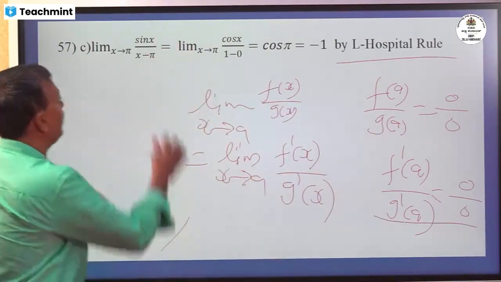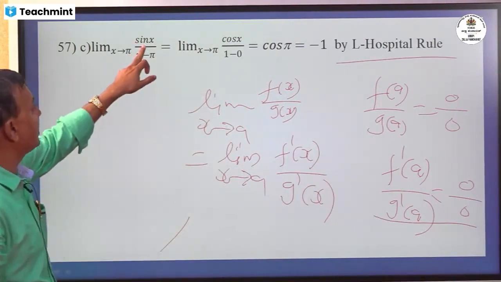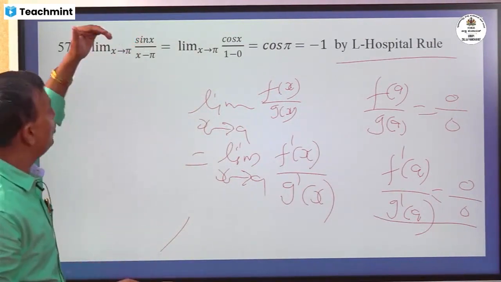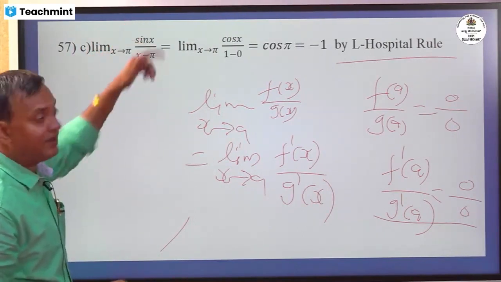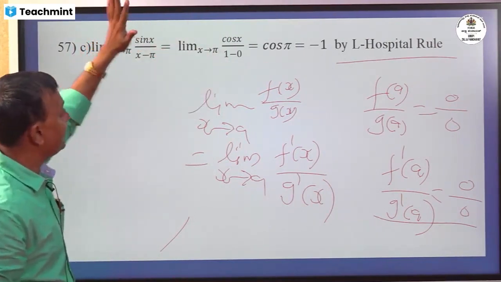But here, if you differentiate once, that is enough, not by quotient rule. Differentiate the numerator. Here x equal to pi gives 0 by 0, so by L'Hospital rule differentiate numerator and denominator separately.